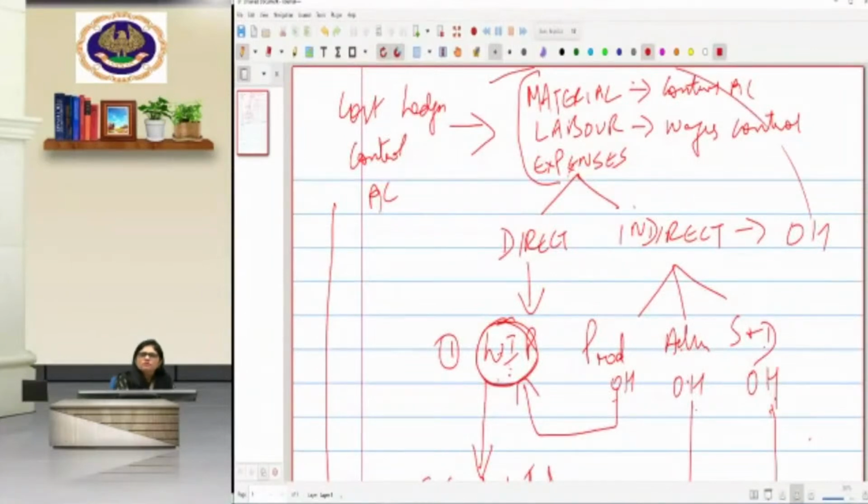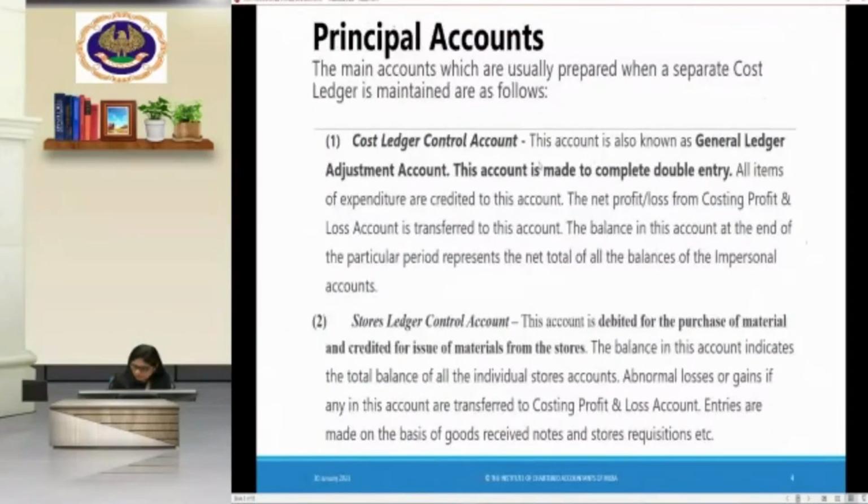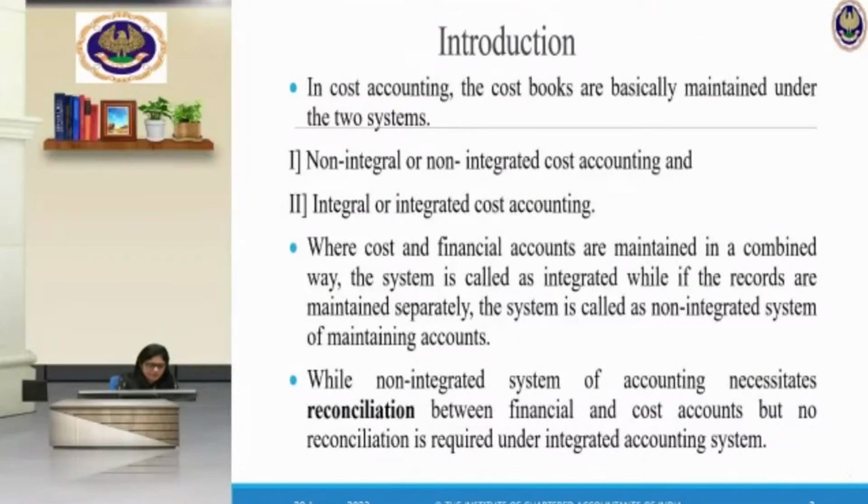And this is basically coming from outside. So whatever is coming from outside, purchases of raw material or any payment will be handled by cost ledger control account, covering the double entry. All right. So now we'll be moving to the presentation again so that you will be able to understand. Cost ledger, this is the principal ledger. All right. I'll just explain you also side by side.